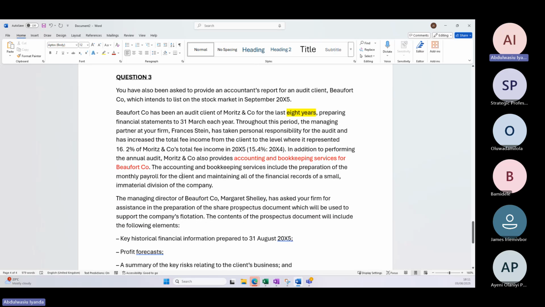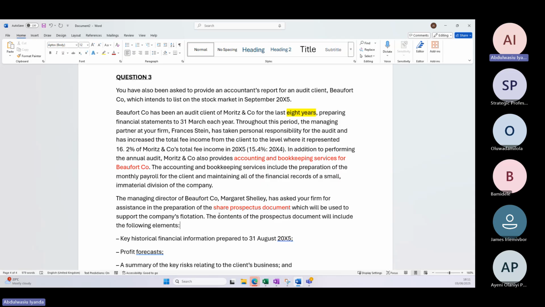That's cool. The managing director of the client has asked your firm for assistance in the preparation of the share prospectus document, which will be used to support the company's flotation. Let me highlight this. They're about to be listed now. So they also asked us to do that work.